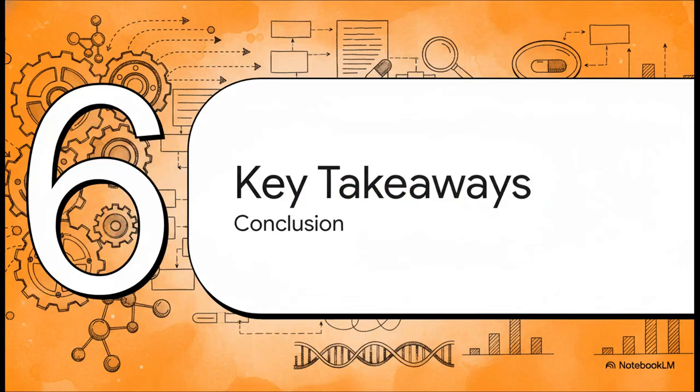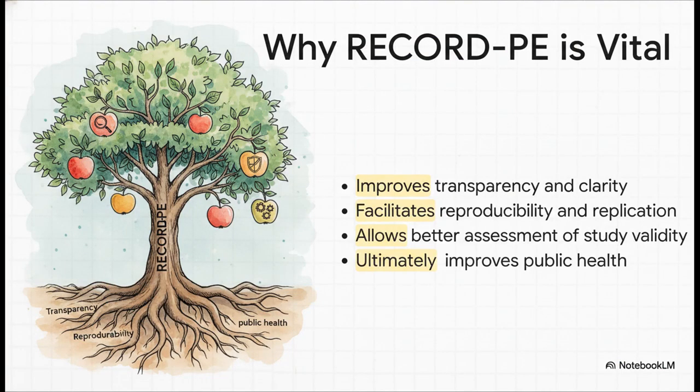All right, let's step back and pull this all together. What are the key things you really need to take away from our look at the RECORD-P guideline? Really, at its heart, RECORD-P is all about transparency and clarity. By giving researchers this clear roadmap of what to report, it makes it possible for others to reproduce their work, and it lets all of us, clinicians, regulators, other researchers, properly judge how valid a study is. And that kind of rigor, that's not just about better science. Ultimately, it leads to better patient care and better public health.